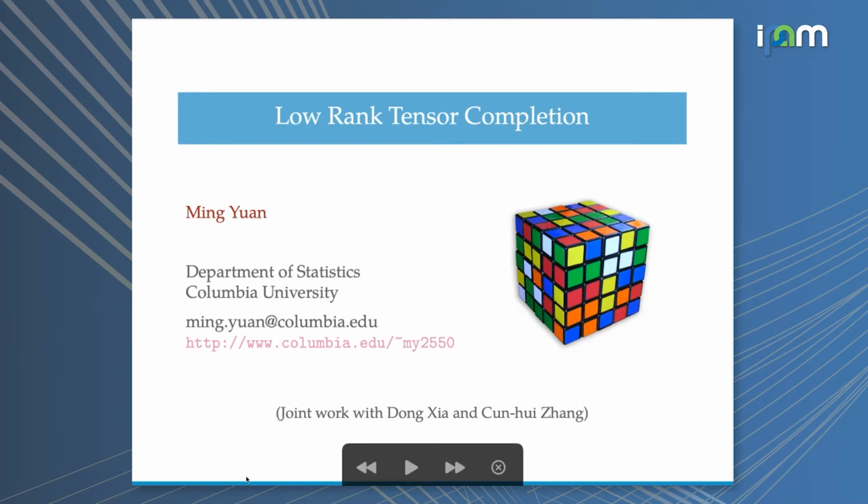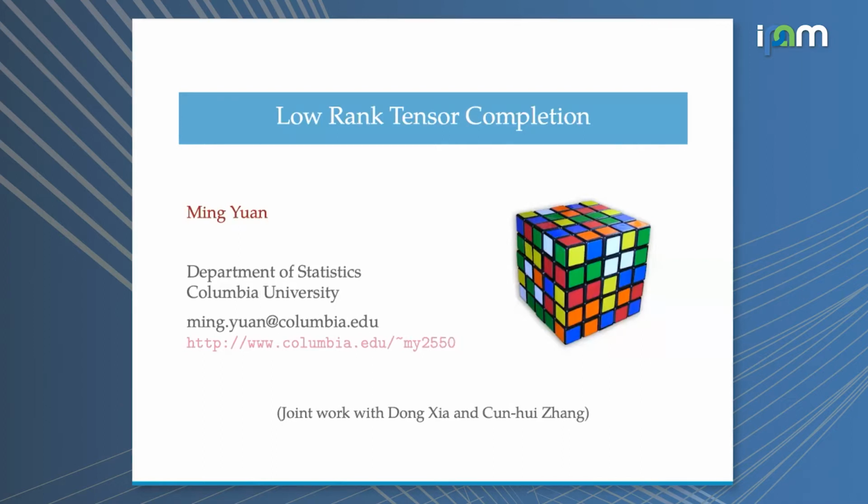Okay. So what I'll be talking about is an overview of some of our recent progress in the area of tensor completion, specifically how to exploit the low rank structure of a high dimensional tensor, so that we can complete the whole tensor just from partial observations. And these are based on joint work with my longtime collaborators, Dong Xia from Hong Kong University of Science and Technology, and Chen Hui Zhang from Rutgers University.